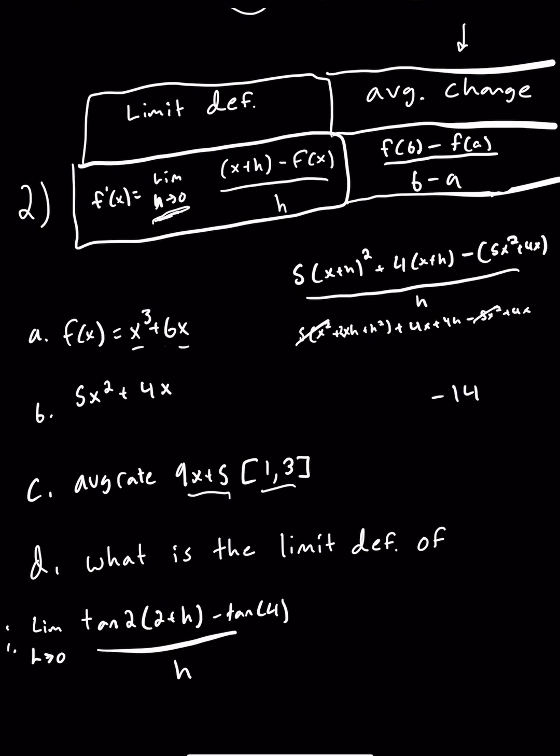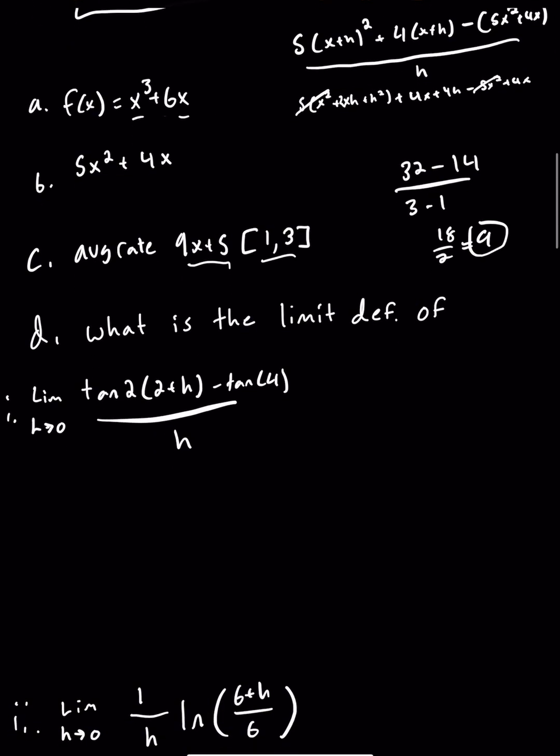When you plug in 3, it's going to be 27 plus 5, which is 32, all over 3 minus 1, which will be 18 over 2, which will equal 9. And that will be our average rate of change over that interval. So now let's look at this last one.